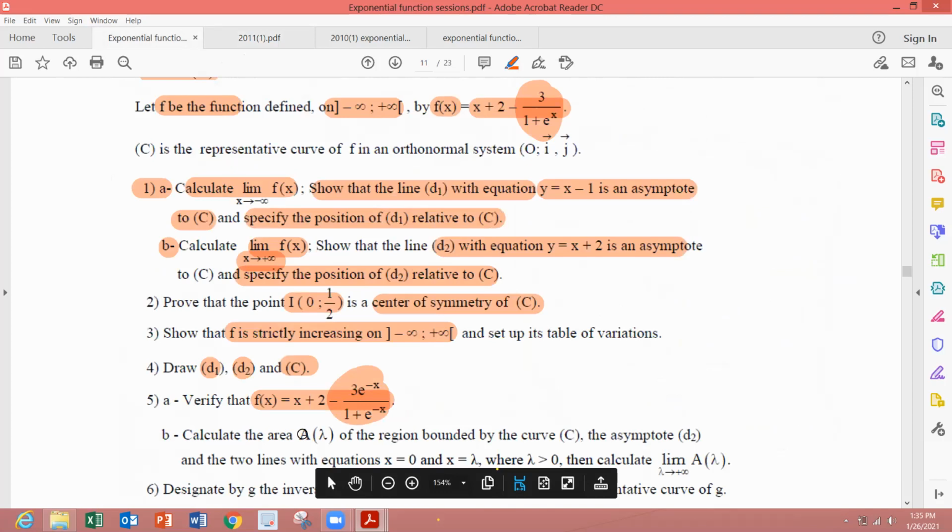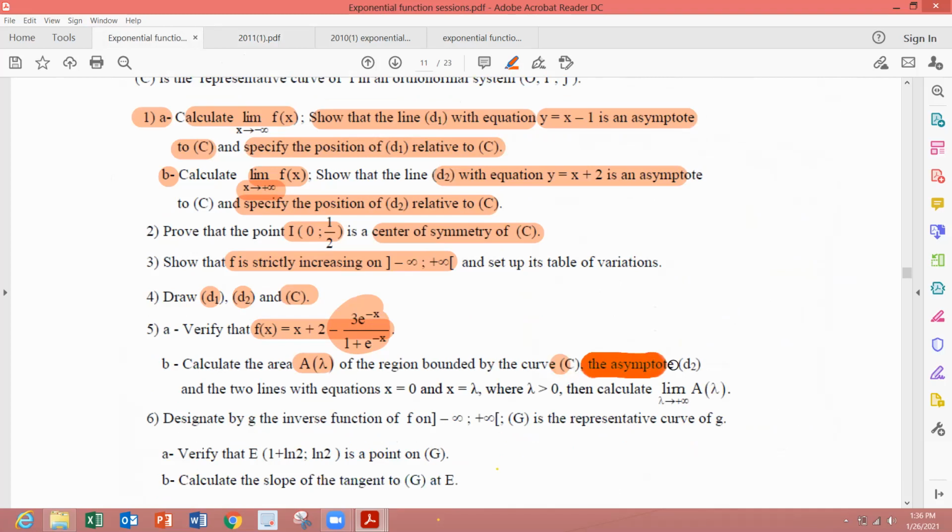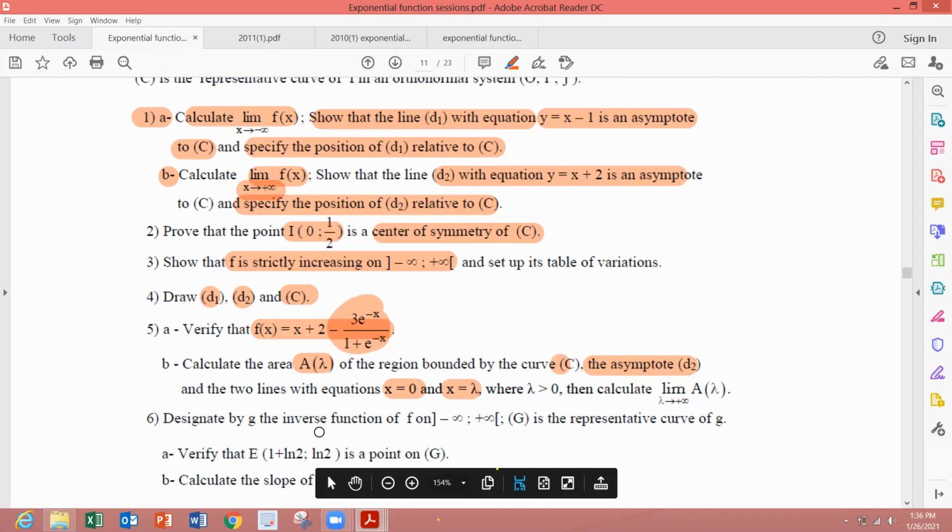Calculate the area A(lambda) of the region bounded by C, the line D2, and the lines of equations x equals 0 and x equals lambda. Between C and D2, and the lines x equals 0 and x equals lambda.